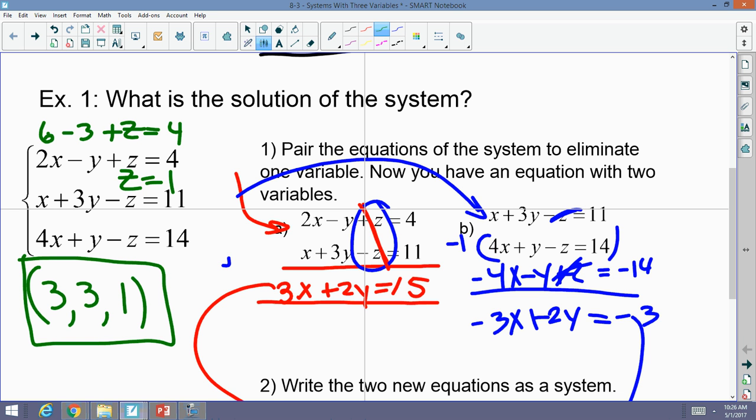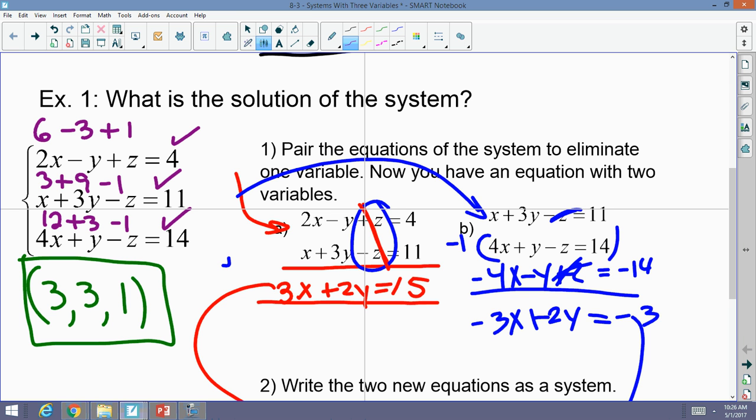Mr. Morrow, that's nice and all, but dude, there's a lot of work, and how do I know if I'm right or wrong? Plug it in. At the end, they all have to be true. So 6 minus 3 plus 1. That's 7 minus 3 is 4. That works. 3 plus 9 minus 1. 12 minus 1 is 11. It works. 12 plus 3 minus 1. 15 minus 1 is 14. It works.